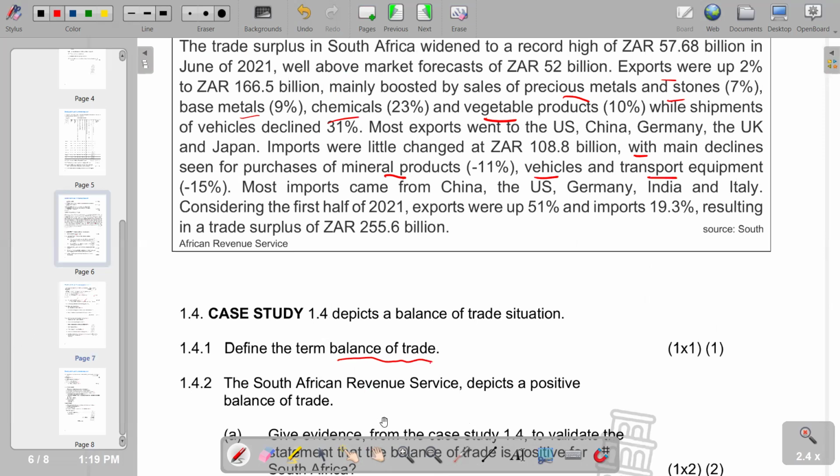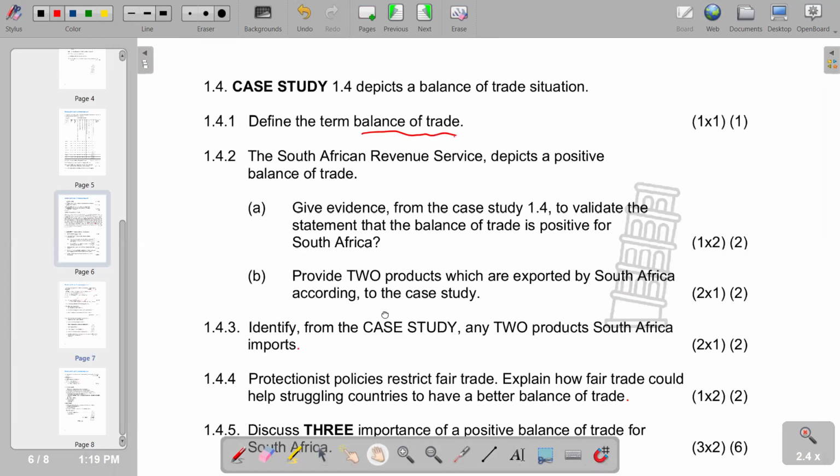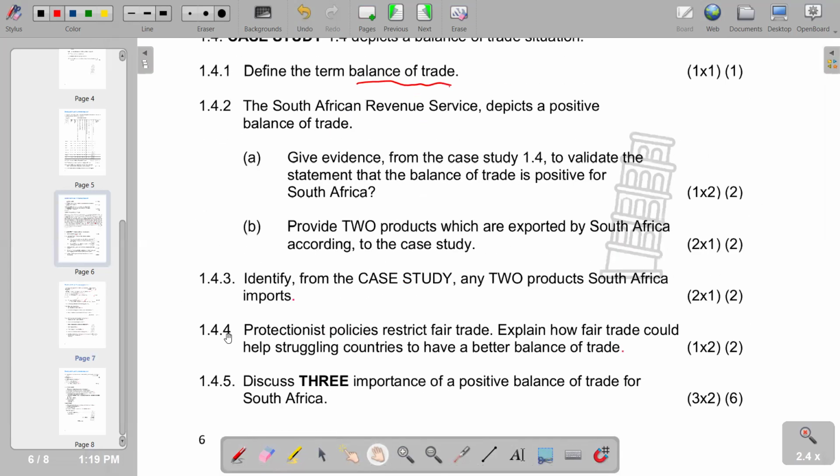Then moving on to the next part, which is now question 1.4.4. It says protectionist policies restrict fair trade. Explain how fair trade could help certain countries to have a better balance of trade. Of course, we need to understand what protectionist policies are, and we also need to understand what we mean by fair trade.